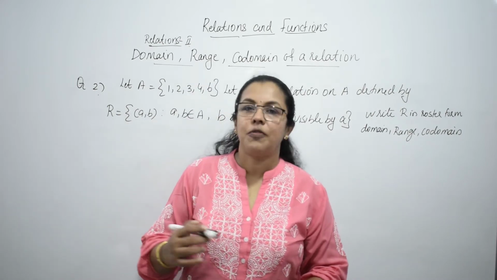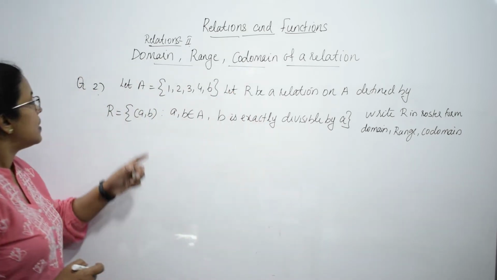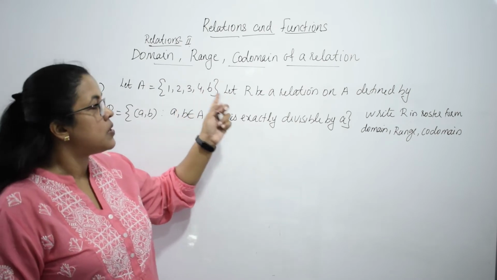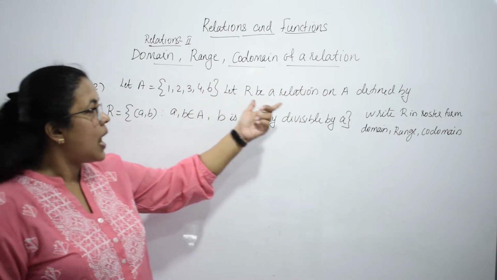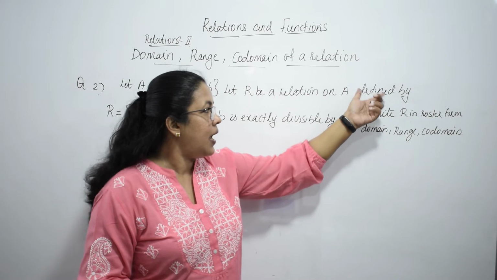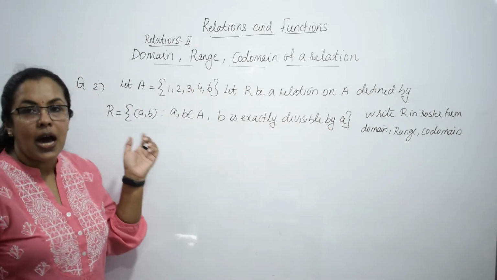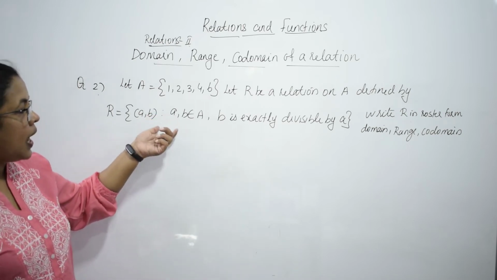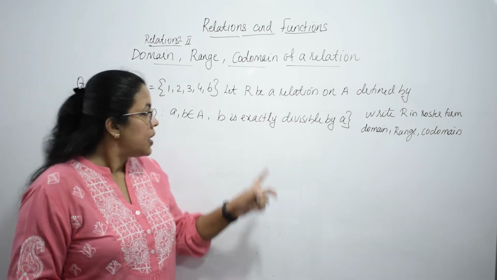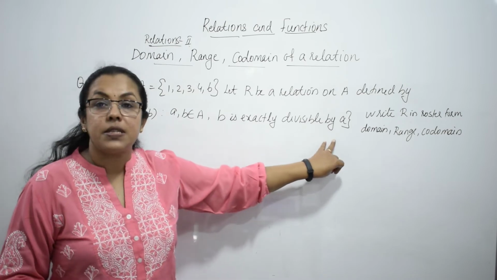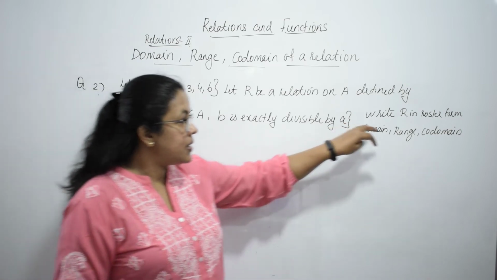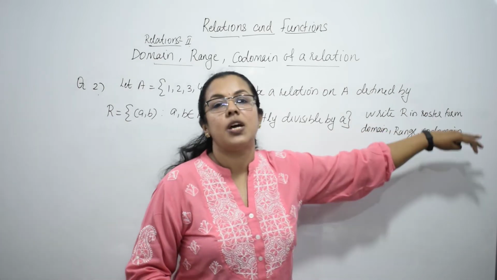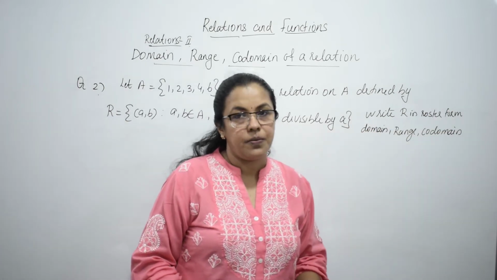Let us discuss one more question. Let A be the set 1, 2, 3, 4, 6, and let R be a relation on A defined by R is equal to the ordered pairs (a, b) such that a is an element of A, and b is exactly divisible by a. Write R in roster form, then write the domain, range and codomain of the relation.